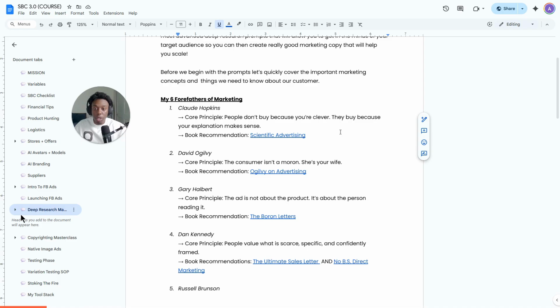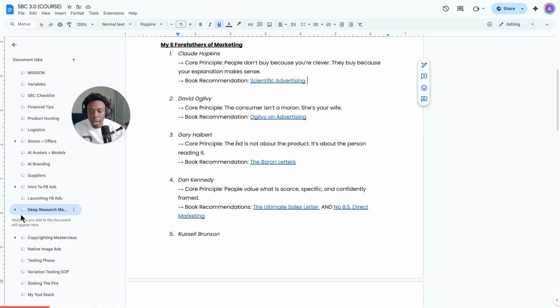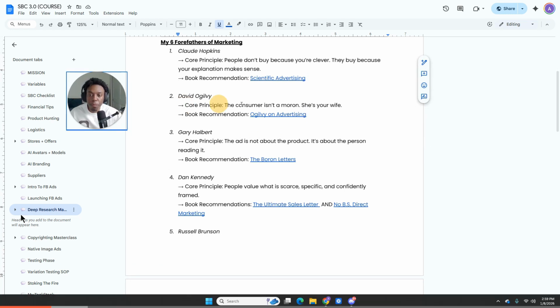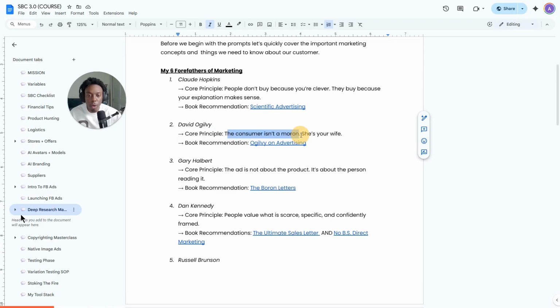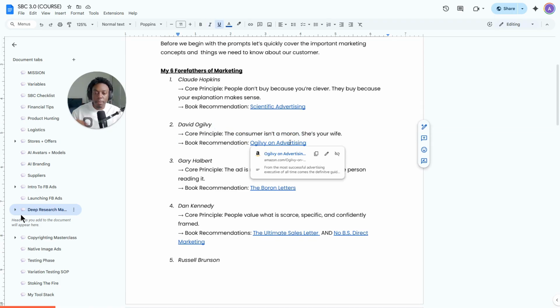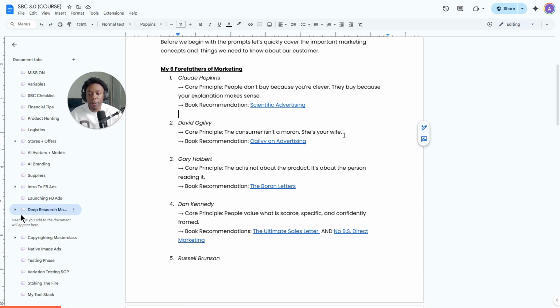We can learn about the fundamental strategies of how people learn how to advertise and get consumers to buy whatever you're selling. David Ogilvy, absolute beast. The consumer isn't a moron. She's your wife. There are so many good concepts with this. Basically, speak to people in a way that they want to be spoken to. You don't want to dumb it down too much or speak to them in a way that they don't understand.